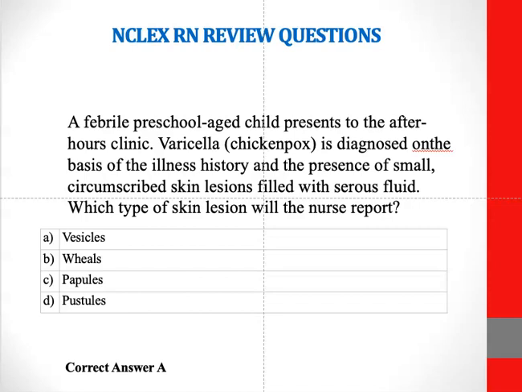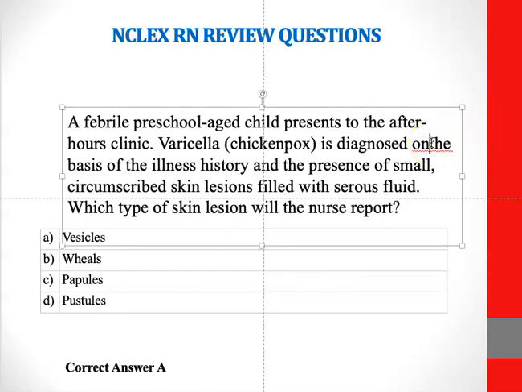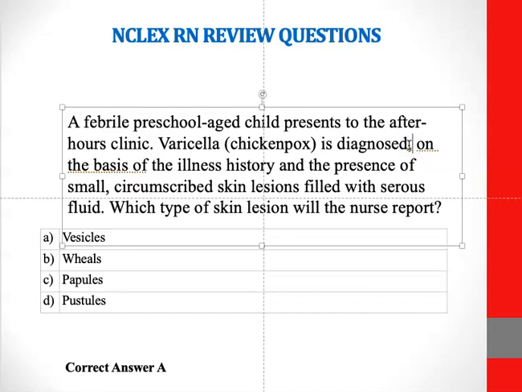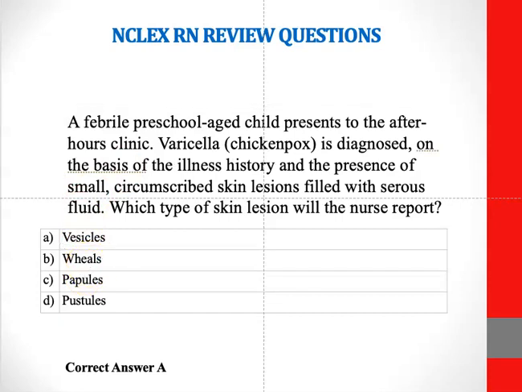A febrile preschool age child presents to the after-hour clinic. Varicella chickenpox is diagnosed. On the basis of this illness, history and presence of small circumscribed skin lesions filled with serous fluids, what type of skin lesions will the nurse report? A. Vesicle. B. Wheal. C. Papules. D. Pustules. The correct answer is A. Vesicles, because vesicles are very, very indicative of chickenpox. So the correct answer will be A, as in alpha.